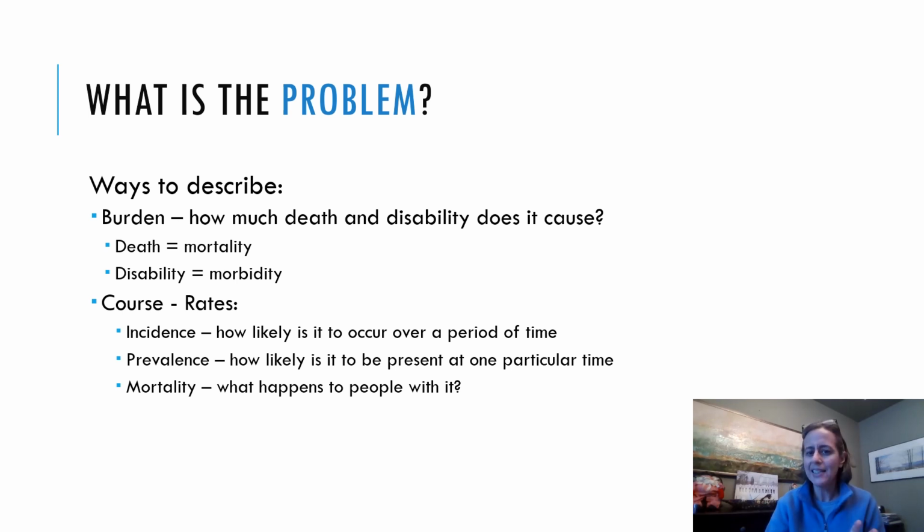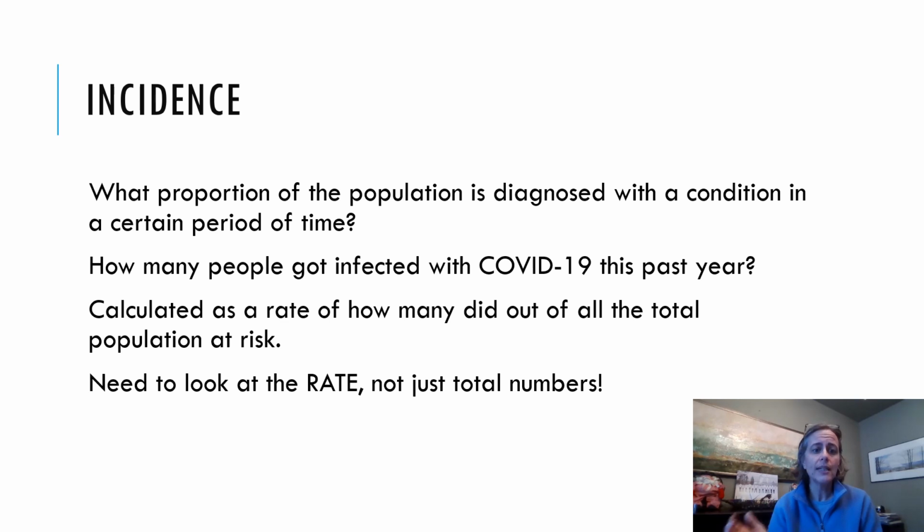So let's talk about incidence and prevalence in a little bit more detail. So incidence, again, what proportion of the population is diagnosed over a certain period of time? So an example would be how many people got infected with COVID this past year. And so what we're going to want to do is look at this as a rate, like how many people got diagnosed out of how many people are there total, not just the overall numbers of how many people got infected. And let me show you why.